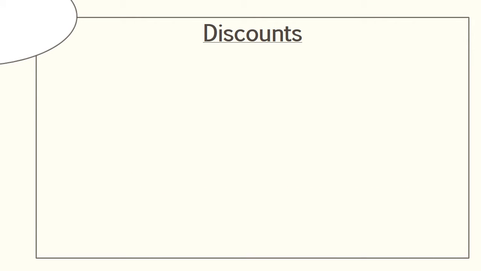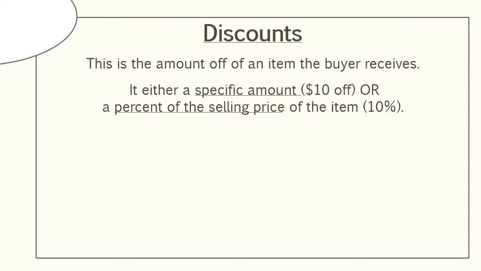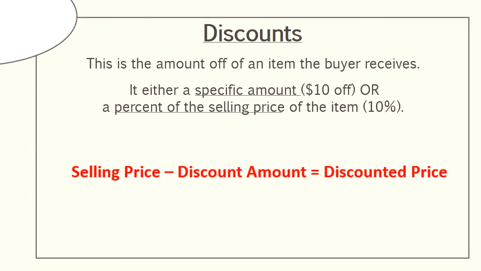The price sometimes is going to have other things added to it. One of the things that you might get is a discount at a store, and the discount is the amount off that the buyer receives, and this comes off of the selling price. The discount can either be a specific amount, like $10 off, or it can be a percent of the selling price, like 10% off. And there are multiple different ways we can find this. Obviously, if it's a specific amount, we would take the selling price minus the discounted amount and get the discounted price. If it's a percent, we'd have to figure out what the discount amount is first, and we'll talk about ways to do that in future videos.